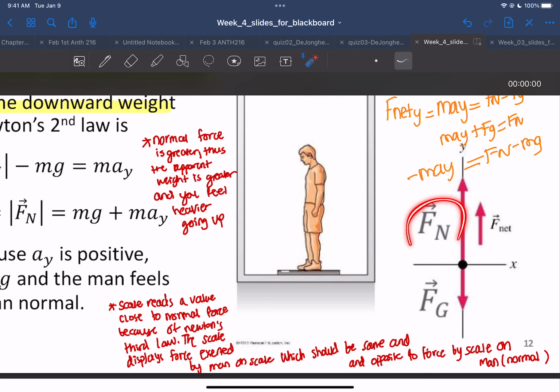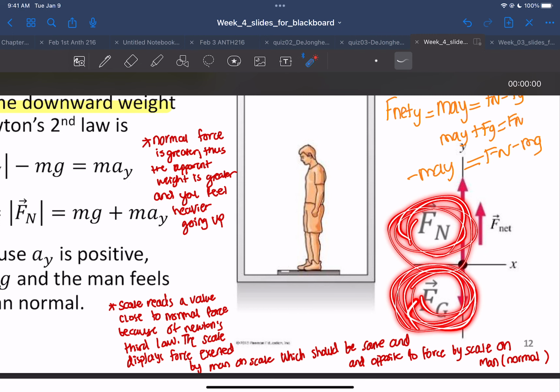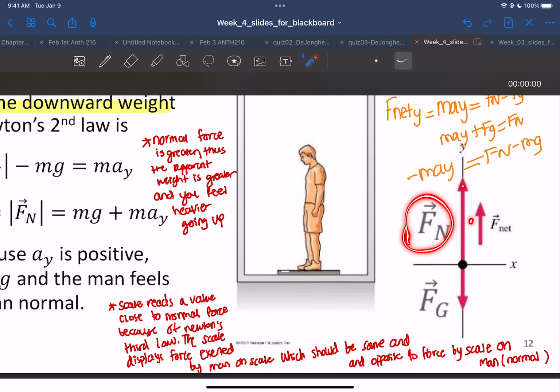And so when this Fn is greater than your Fg, this is, remember, your actual weight, and this is your apparent weight. So you apparently then feel a little bit heavier. You can see that the vector line is even bigger here, to show that this is a bigger force compared to your weight. So you tend to feel a little bit heavier than you actually are.